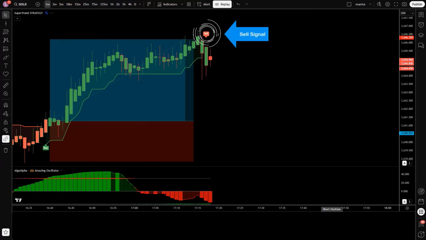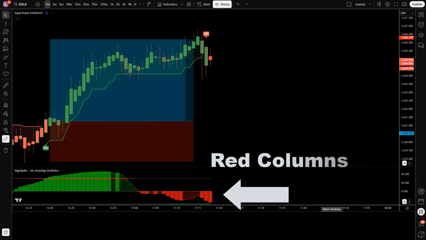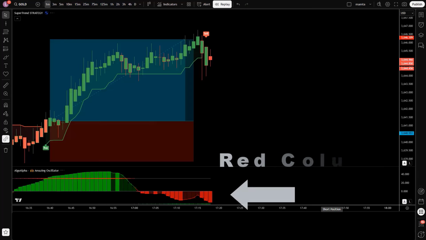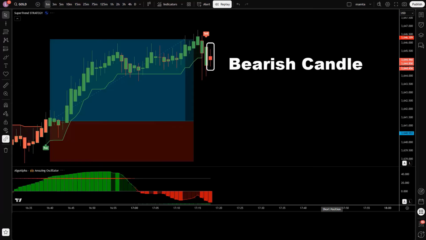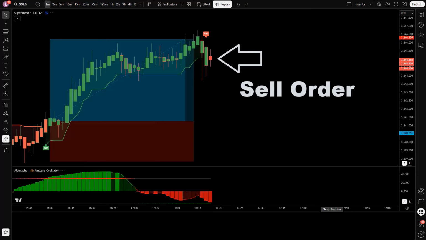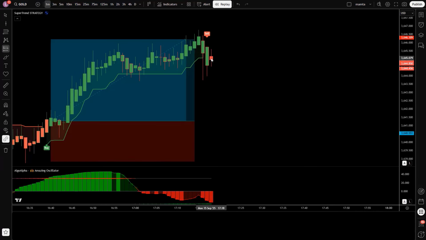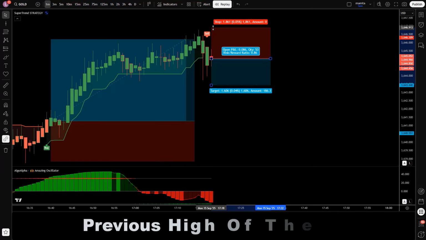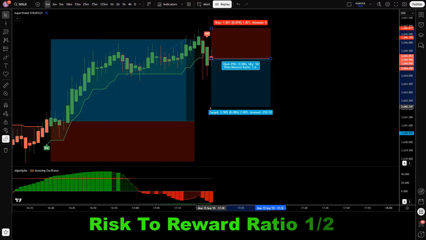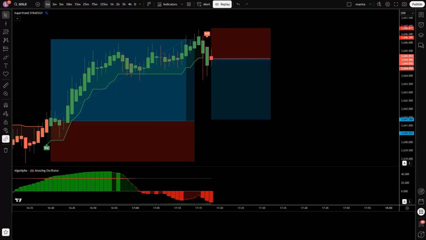Here the Supertrend strategy indicator gives us a sell signal. Here the awesome oscillator indicator shows red color columns. Here the market forms a bearish candle. So all our conditions are fulfilled, then we will place a sell order. Our stop loss is the previous high of the market, and the risk to reward ratio will be 1:2.